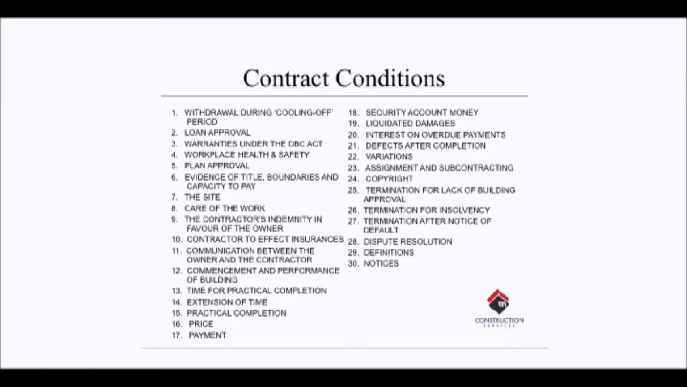You can see that there are 30 different terms and conditions on a contract. That's in accordance with the Domestic Building Contracts Act. Depending on where you get your contract from, whether it be HIA, Master Builders or BSA, there might be a little bit more in there, but it all is legal. It all relates to the Domestic Building Contracts Act.